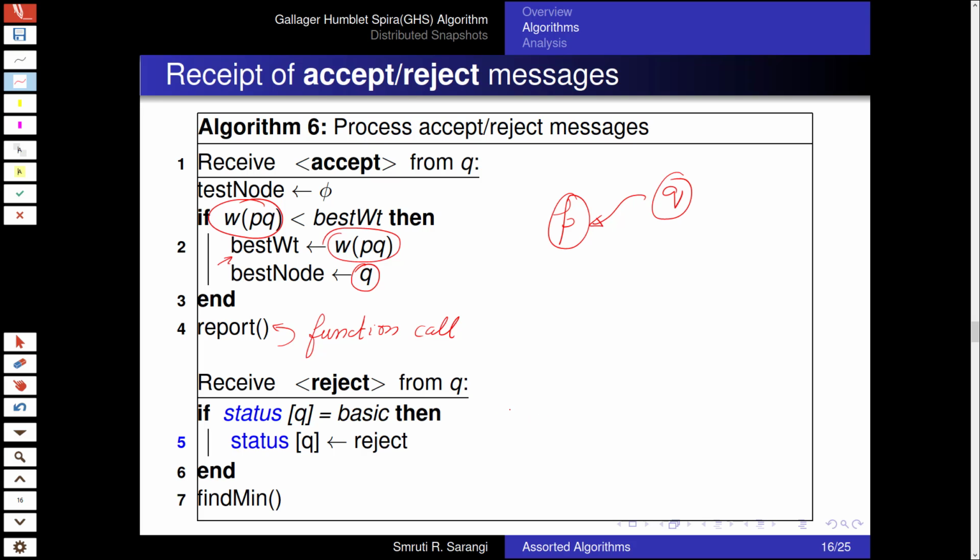If I receive a, and also what do I do if I receive a reject from Q? Well, then I change the status of the edge from basic to reject and I continue with other neighbors. So no problem. What is the idea?